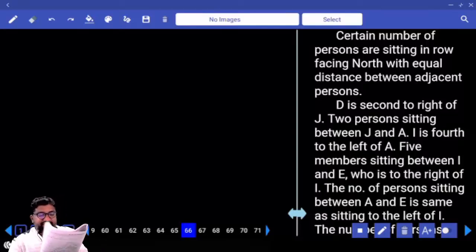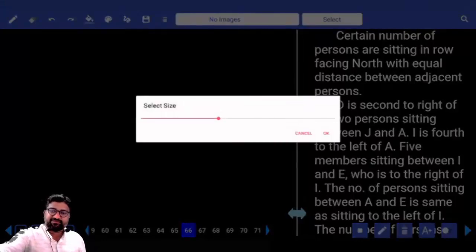F is to the right of D and no one is to the right of G. This is some extra information which is missing from the question.